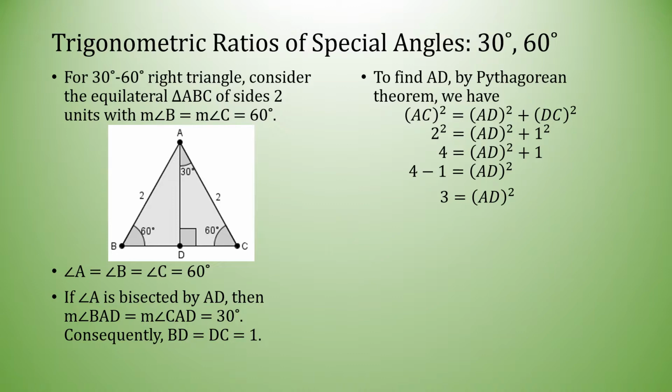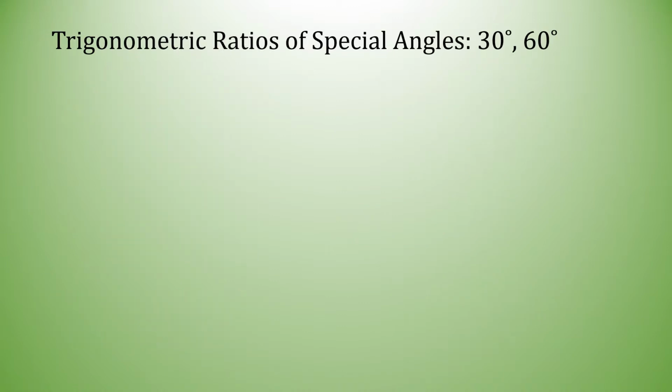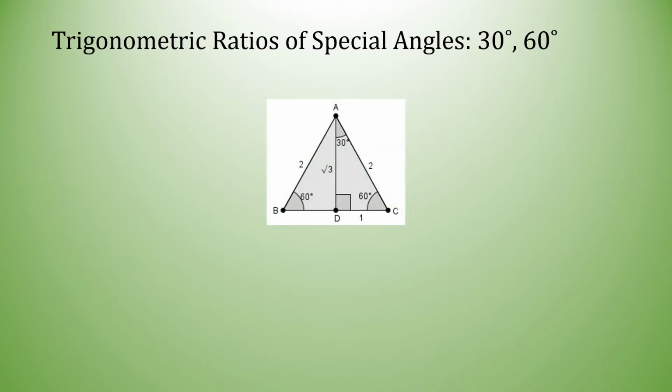Getting the square root of both sides of the equation, we obtain AD is equal to square root of 3. Now that we have the value of AD, we can find the 6 trigonometric ratios for acute angles 30 degrees and 60 degrees. In the figure, we have triangle ABC. So we have AD is equal to square root of 3, DC is equal to 1, and AC is equal to 2. We also have angle CAD equal to 30 degrees and angle ACD equal to 60 degrees.